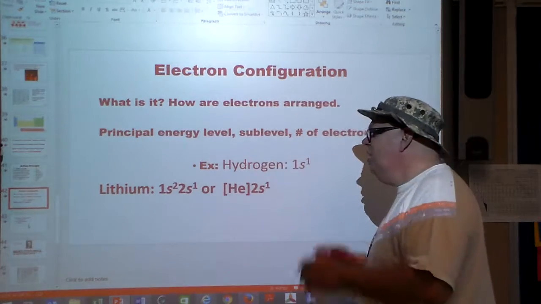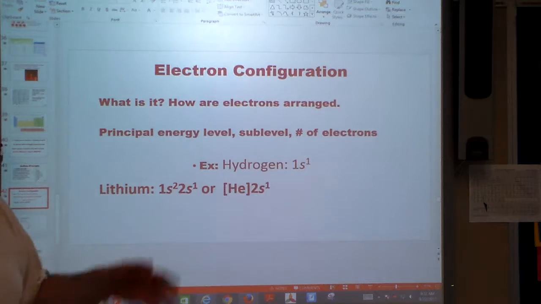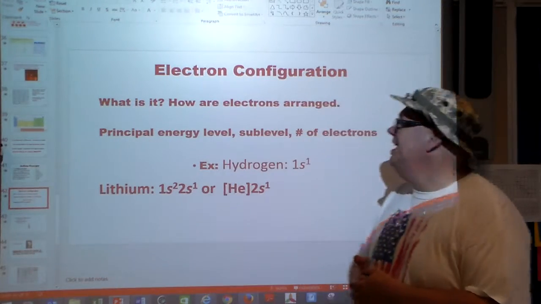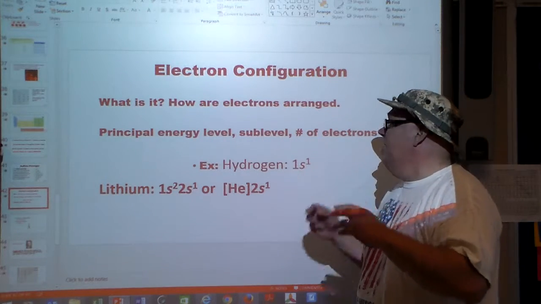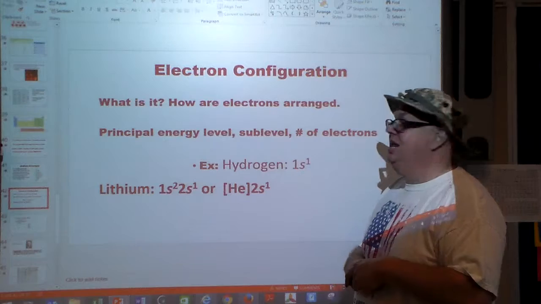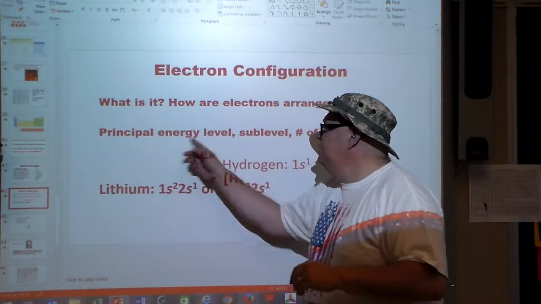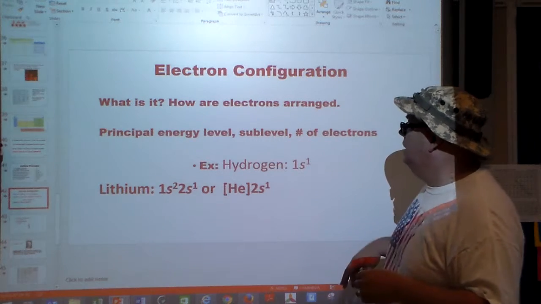Now, we also have to look at electron configuration. We know electrons have addresses. But how are they arranged? How are they put in? So we're looking at how the electrons are arranged. There are 3 pieces of information we need. We don't worry about the spin here. Principal energy level, our sublevel, and the number of electrons.